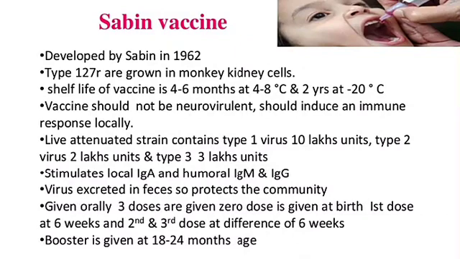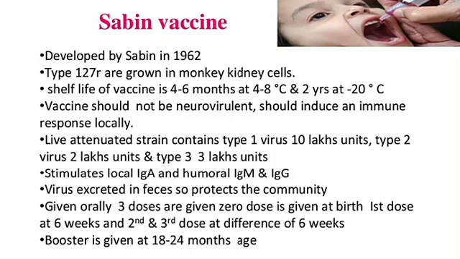Live attenuated strain contains the type 1 virus 10 lakh units, the type 2 virus 2 lakh units, and type 3, 3 lakh units. This stimulates the local IgA and the humoral IgM and IgG. Virus is excreted in the feces, so it protects the community.